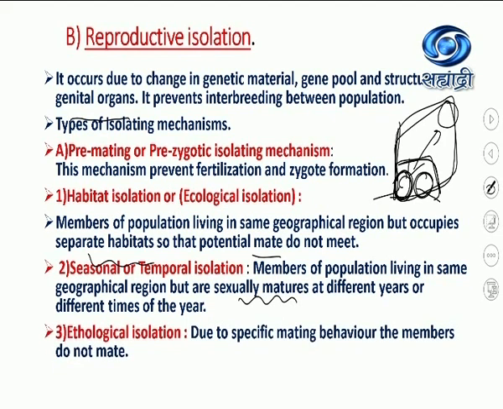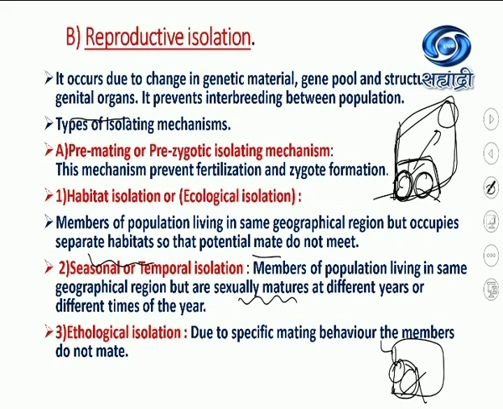Third is ethological isolation. Ethological isolation is when, due to specific mating behavior, the members do not mate. The behavior of mating, of attracting the opposite sex, is different. So they are not attracted towards each other. For example, in birds it happens. It may happen that the habitat is the same and their maturing time is also the same. But this bird sings in a different pattern and this one does not like the singing of that bird. So they are not attracted to each other. They will not mate with each other. So this is ethological isolation, because of different mating behaviors and mating patterns.